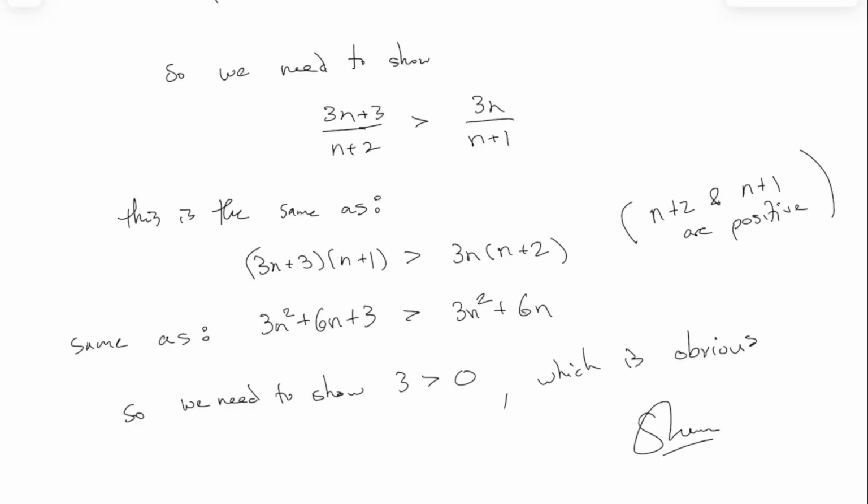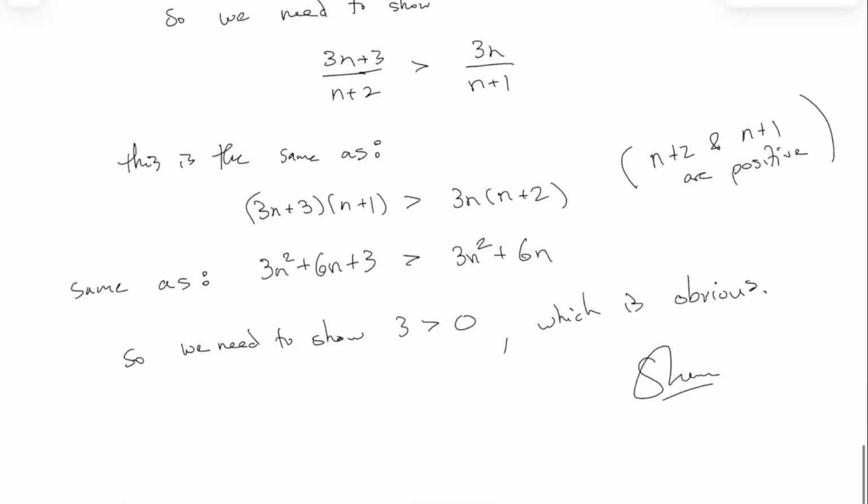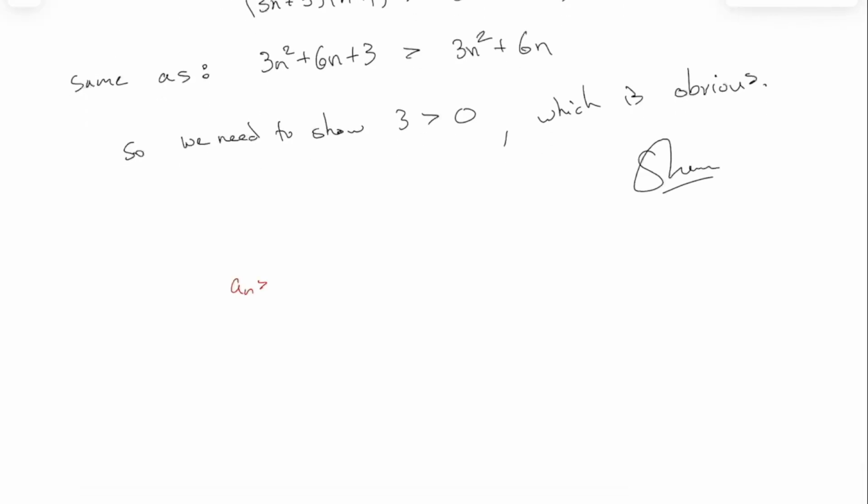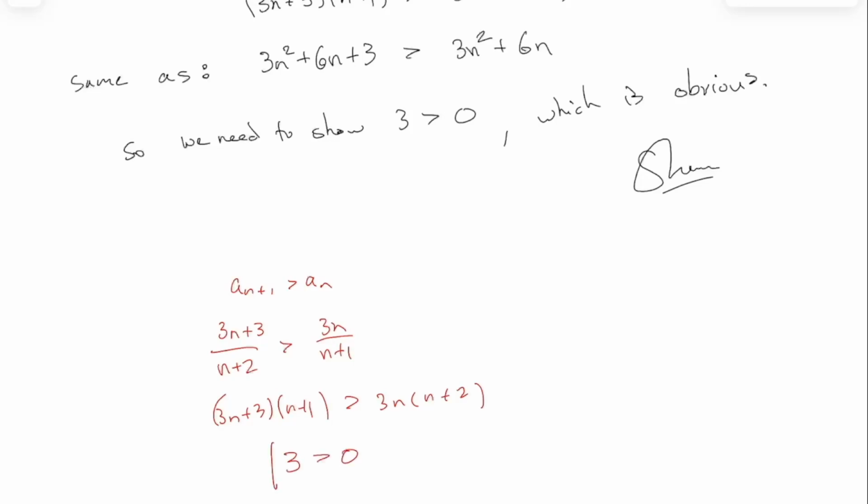Okay, so this is how the proof ends. Can I just say, here's what I don't want you to write. I don't want you to write this: a_{n+1} greater than a_n. And then over here you say 3n plus, whatever I said before, 3n over n plus 1, right? And then you go 3n plus 3n plus 1 greater than 3n n plus 2. And then you distribute and subtract. You end up with 3 greater than 0. And then you're like, yes, 3 greater than 0.